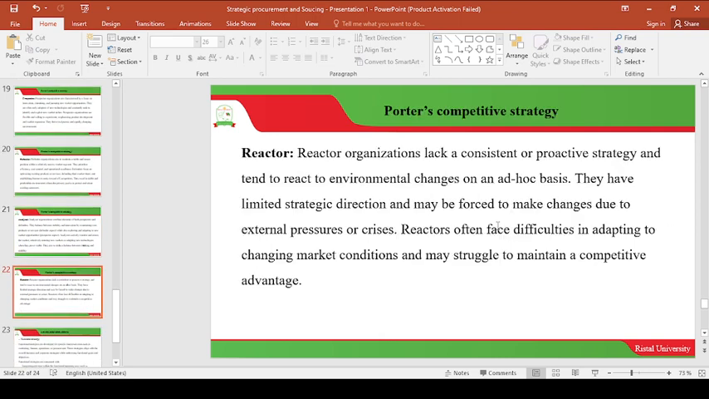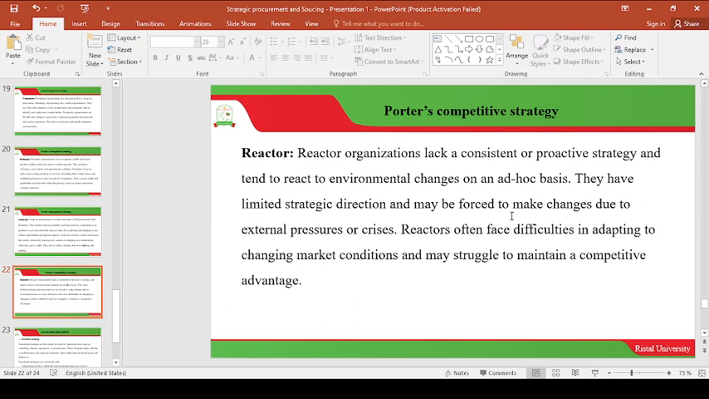So reactor organizations lack a consistent or proactive strategy and tend to react to environmental changes on an ad hoc basis, as need may be or as they show up. So they have limited strategic direction and may be forced to make changes due to external pressures or crises. So reactors always react to changes as they may come.